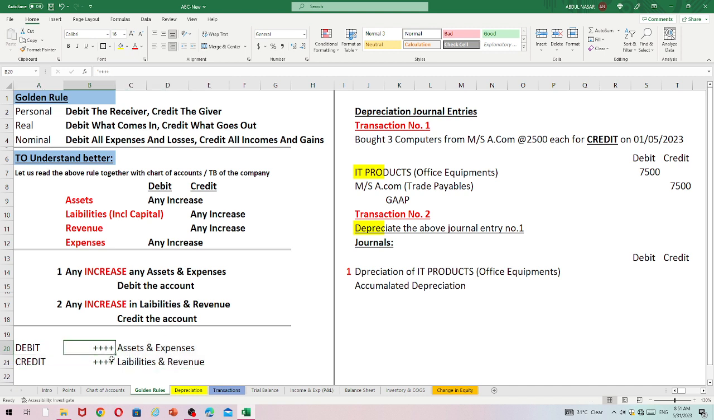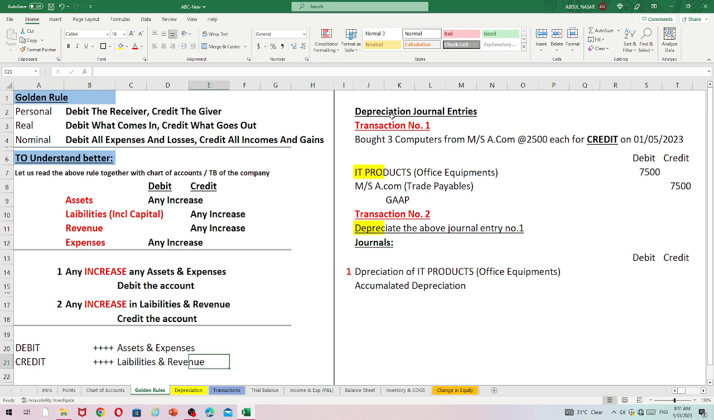Any addition, any increase in assets and expenses will be debited. Any increase in liabilities and revenue will be credited, and the opposite will be here. Opposite means decrease will be credited here, and decrease will be debited there.